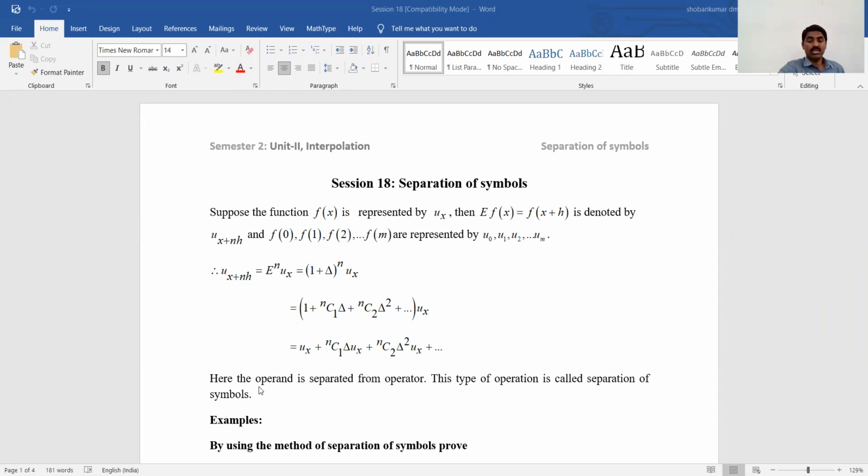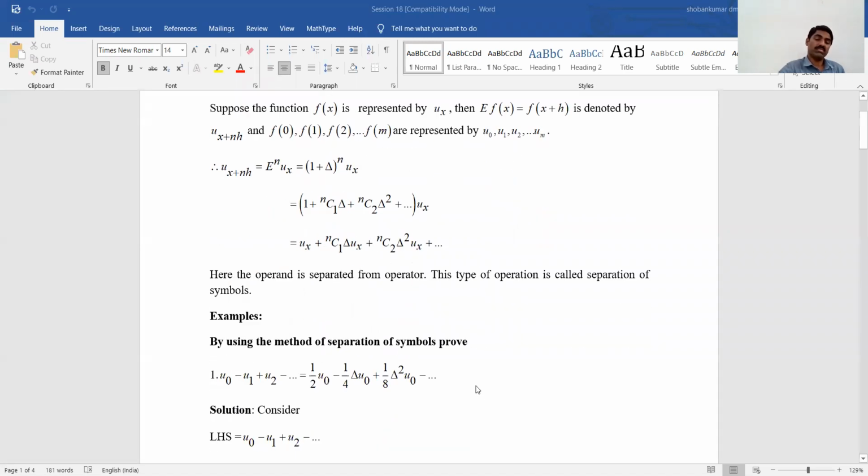Now simplifying, 1 into ux, plus nC1 delta operating on ux, delta ux, plus nC2 delta square ux, plus and so on. Here, the operand is separated from the operator. This type of operation is called separation of symbols. Here, the operand is separated from the operator. This is nothing but separation of symbols.